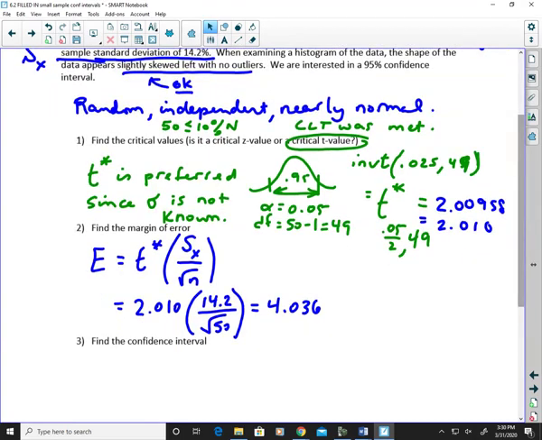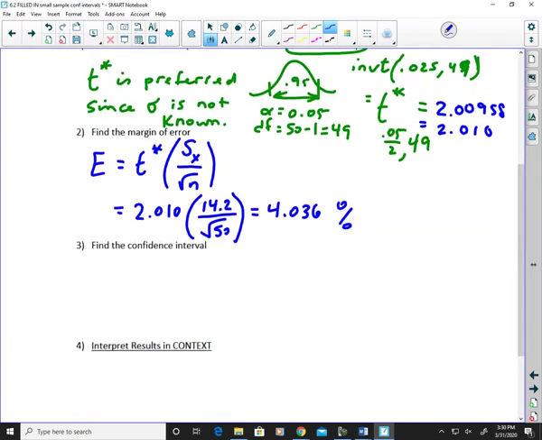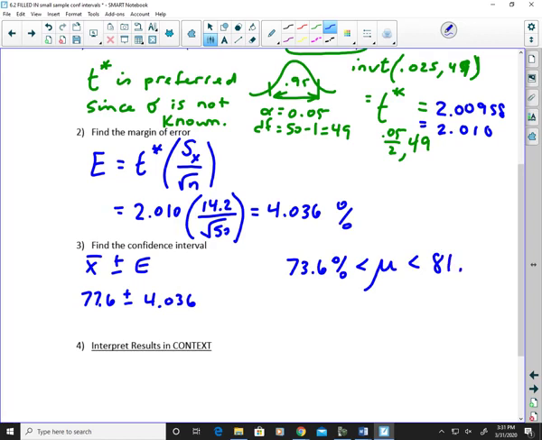Units on this margin of error would be percents, because I decided to just keep it in percents. And so my confidence interval, adding and subtracting my error, would be 77.6 plus or minus my 4.036, all of this being in percents. If you wanted to do it in decimals, you could, but I get 73.6% as the low value for the test. These are means, so means have units, and 81.6% being the high value.